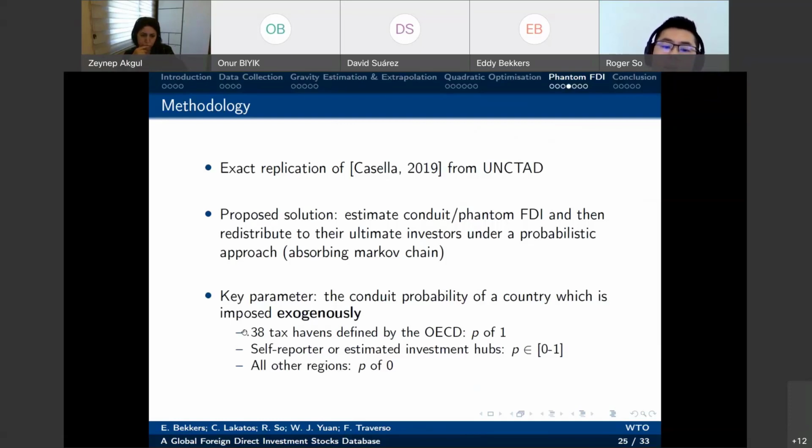For a list of 38 tax havens defined by the OECD, the probability is imposed as 1. For some investment hubs, they are self-reported, which means some countries in the OECD database report the proportion of FDI made by special purpose entities, which you can think of as the shell companies making these phantom FDI, and we can take that share of FDI as the country probability value. And for all the residual regions, we assign them a probability of 0.